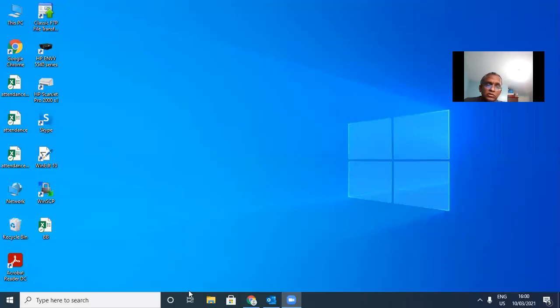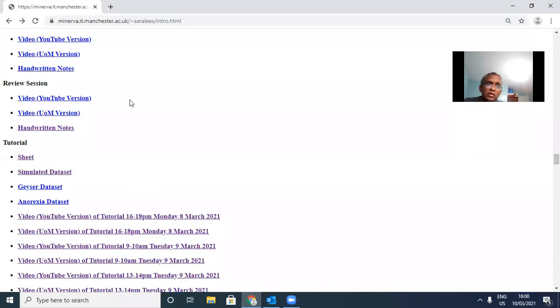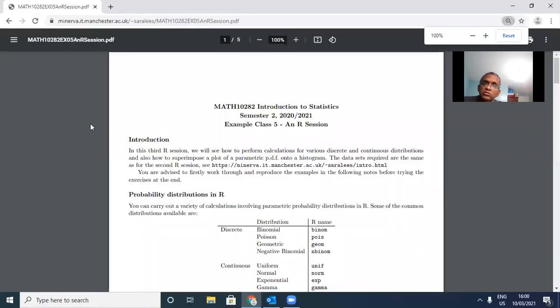I'm going to go through the tutorial sheet. Well, I'm going to take you through the tutorial sheet. So let me show you where it is. Well, you might have seen it already. So the tutorial sheet is this one here. So I'll click here. So this is what you see.